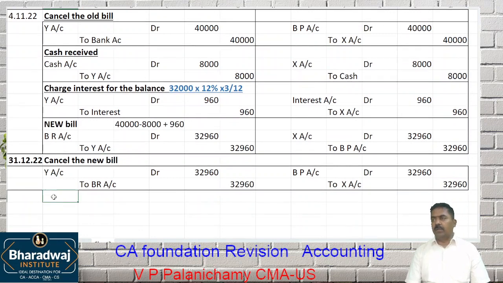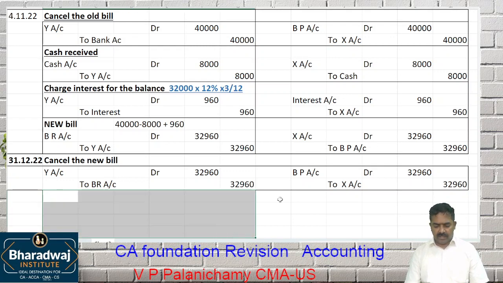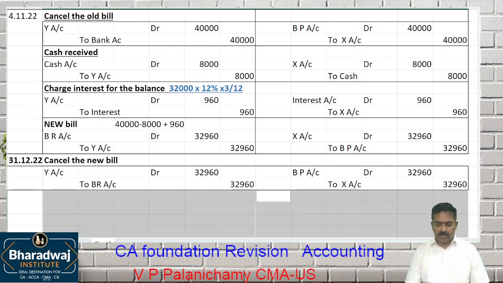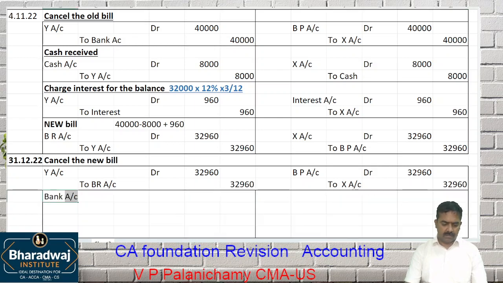Then are we able to collect full money? We are able to collect only 40%. What is the entry we will pass for it? Bank account debit, bad debts account debit.